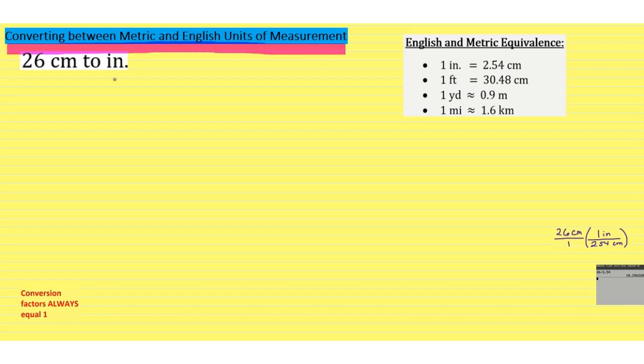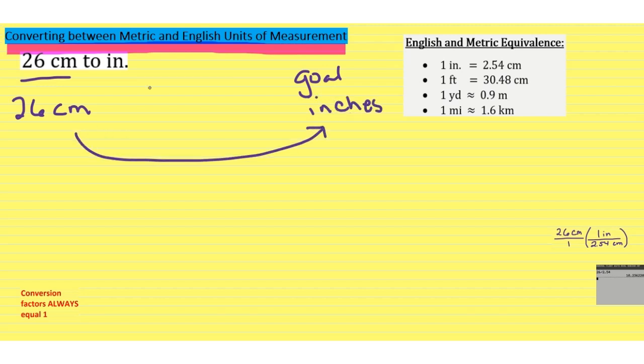We first need to understand the idea of conversion factors. We are starting this problem with 26 centimeters, and our goal is to get to inches. In the middle, between centimeters and inches, we are going to provide conversion factors which help us get to our goal of inches. We'll be talking about that more as we move forward. So let's go ahead and get started.